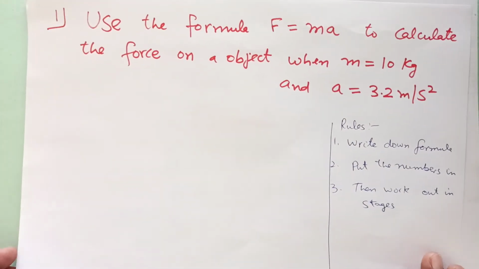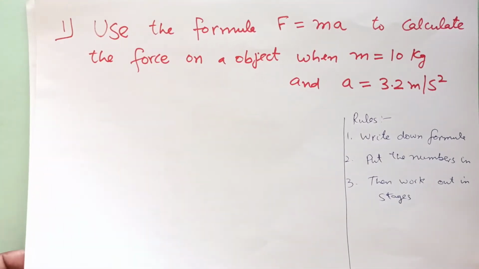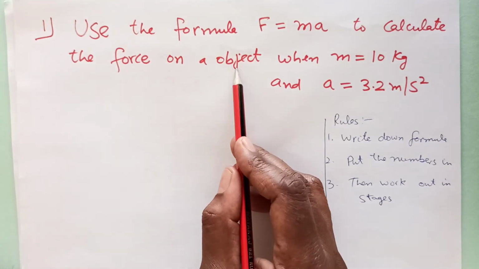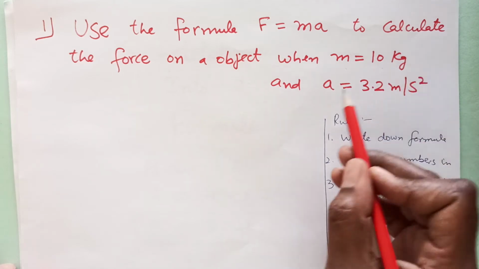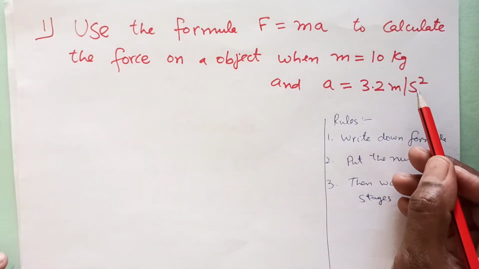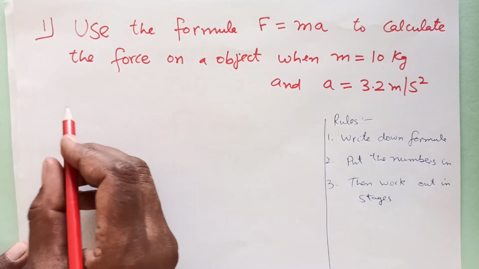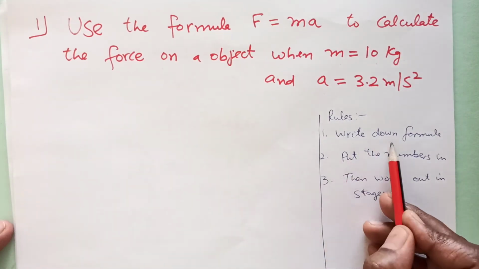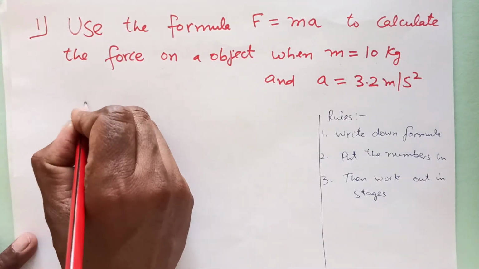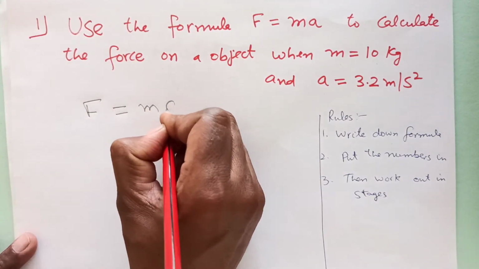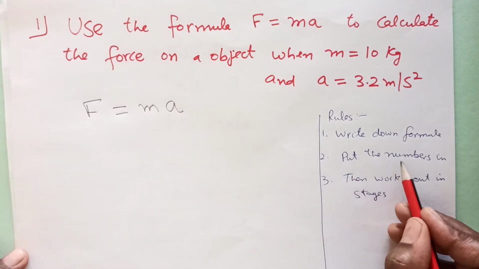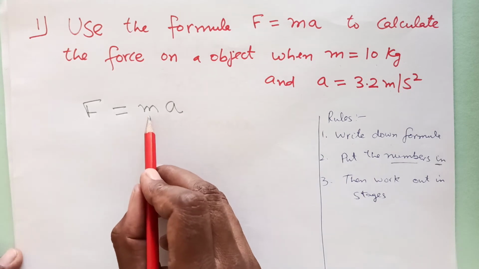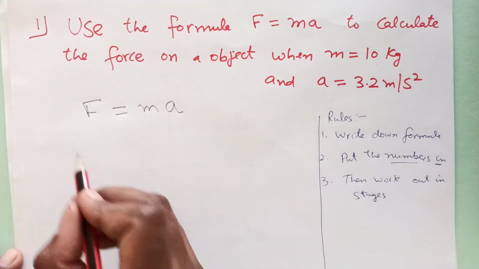The first example that I have here is: use the formula F equals MA to calculate the force of an object when M is 10 kilograms and A is 3.2 meters per second squared. So what are the rules? Let me remind you. The first one, write down the formula. We are given F is equal to MA. Then put the numbers in. We need to replace the variables with the numbers that are given to us.